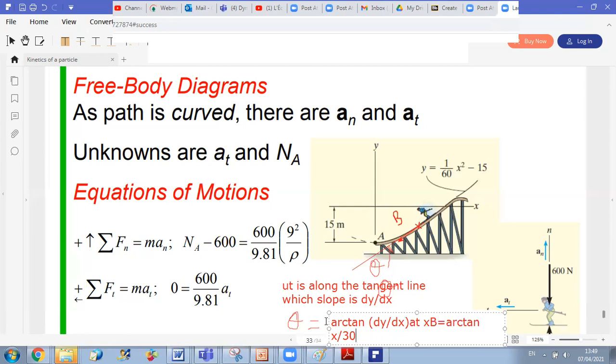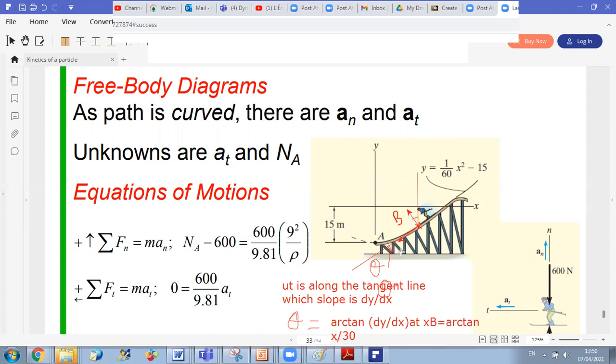So now we completely defined vector ut. Vector un is perpendicular to ut, directed towards the center of curvature. So it's up because the concavity is upward for this curve. So this is vector un. And since we know the angle ut makes with x, and un is perpendicular to ut, also un is well defined. What will be the angle between un and y? It will be equal to theta.